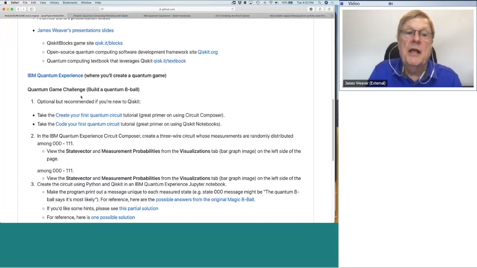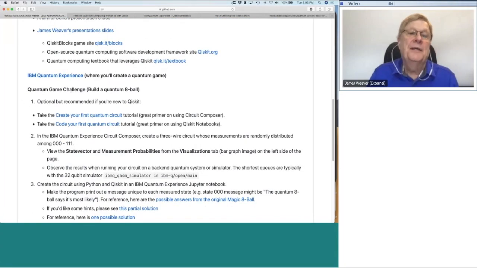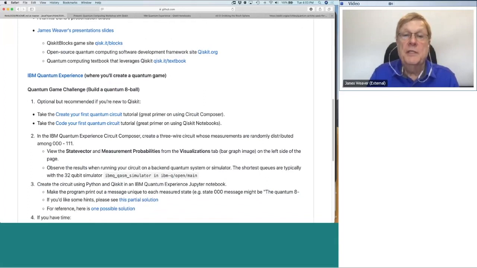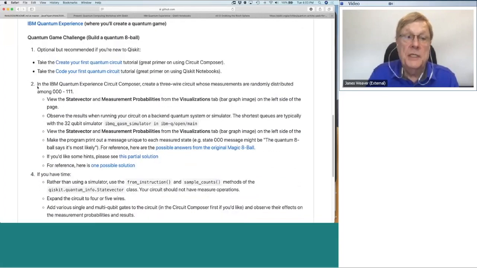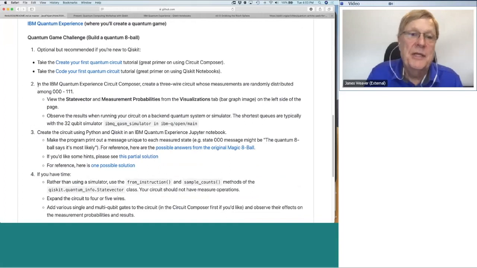And here's the challenge. Here's what I want you to do. Again, these two things are optional. I just showed you those. But if you have any trouble getting into the quantum experience or understanding some of the concepts about coding a notebook, then you'll want to take this tutorial right here. But then as far as the project itself, here's the objectives.